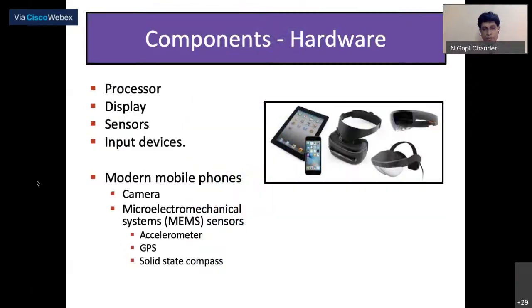Now, obviously, many of you know it in terms of the processors, displays, sensors, and input devices that are used in generalized systems. If it's a mobile phone, the camera is going to play a crucial role, and your MEMS sensors, that is micro electromechanical systems, such as the accelerometer, GPS, and solid state components. So these are the major hardware devices that play a crucial role in creating augmented reality systems. One is the desktop system. Another is used in your mobile systems or handheld gear systems.